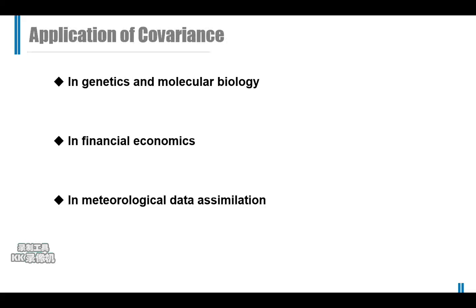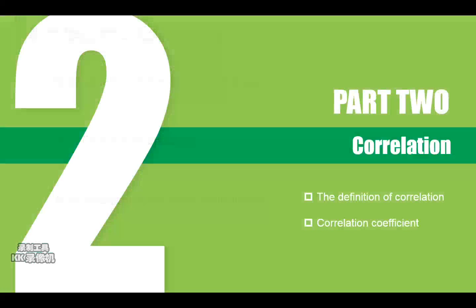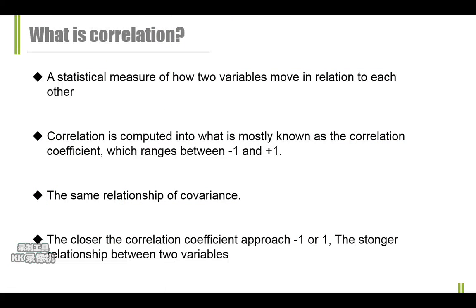And the second part, correlation. Correlation is a statistical measure of how two variables move in relation to each other. The correlation is usually computed into what is mostly known as the correlation coefficient, which ranges between -1 and 1. The correlation coefficient has the same relationship as the covariance. It means that a positive correlation coefficient represents similar behavior of the random variables. In the opposite case, it is also true.